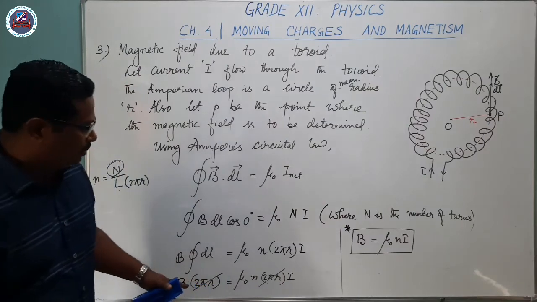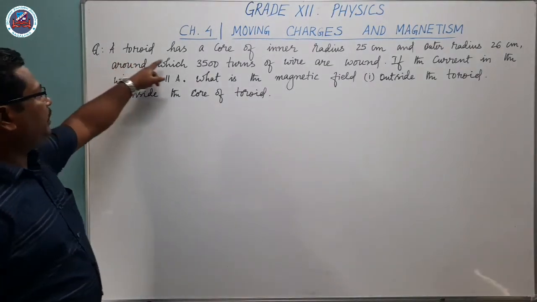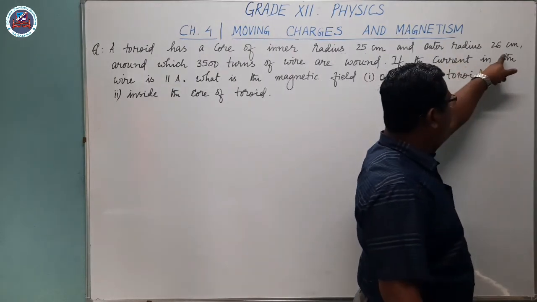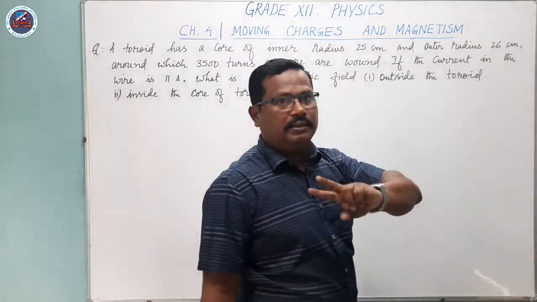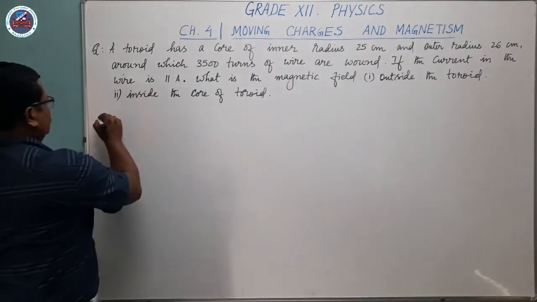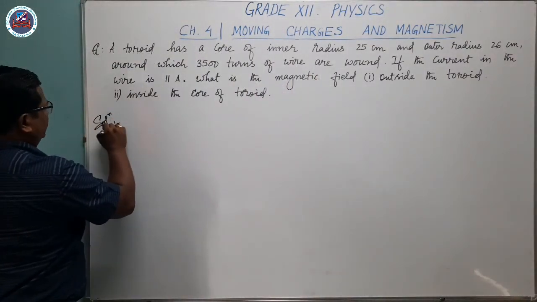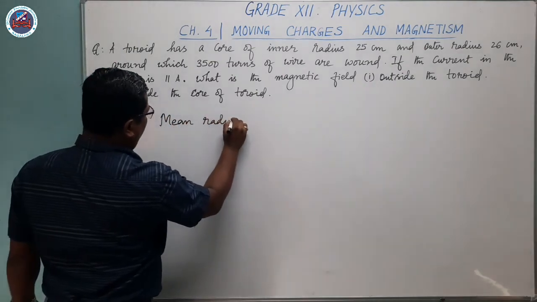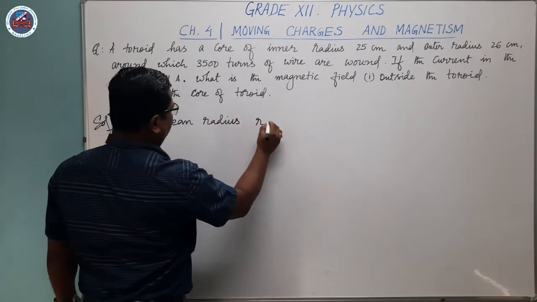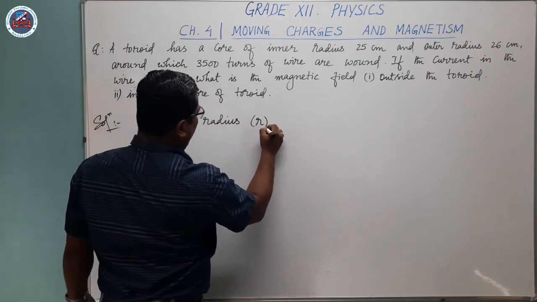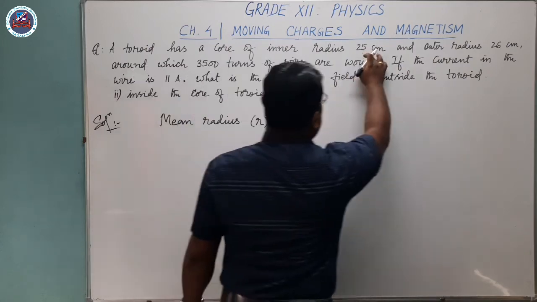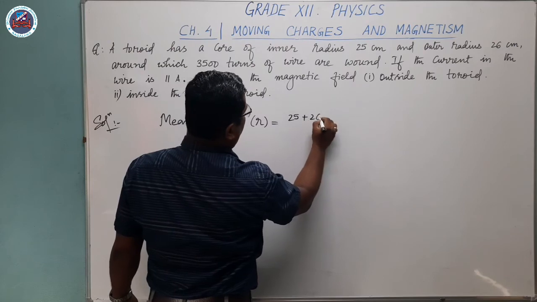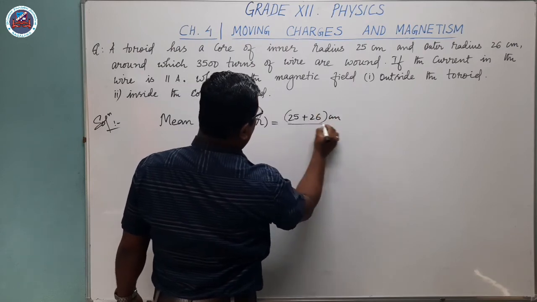Let us do one numerical based on this. A toroid has a core of inner radius 25 cm and outer radius 26 cm. So here two radii are there. What you have to do first is the solution. Whenever you do a toroid, you have to find the mean radius. That r we have written earlier in the derivation is the mean radius. R is equal to r1 plus r2 divided by 2. Find the mean: 25 plus 26, both in centimeter, divided by 2.